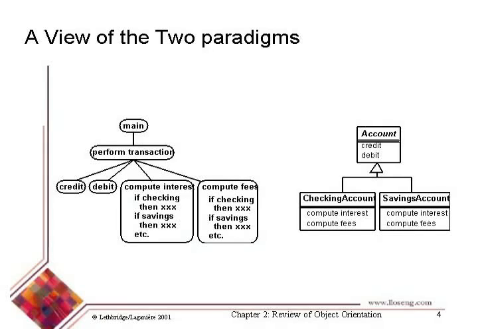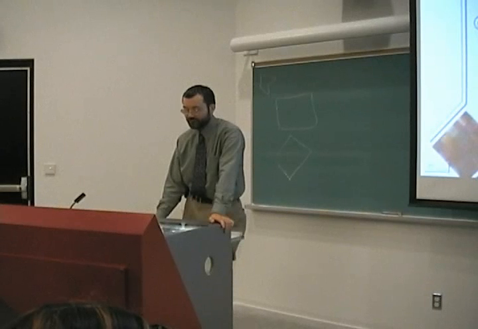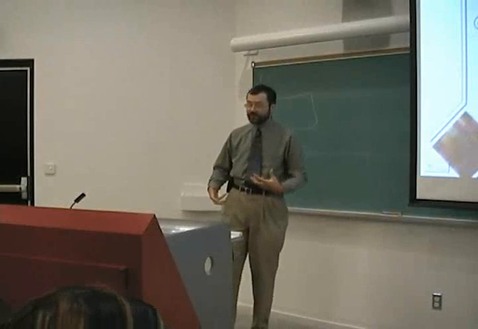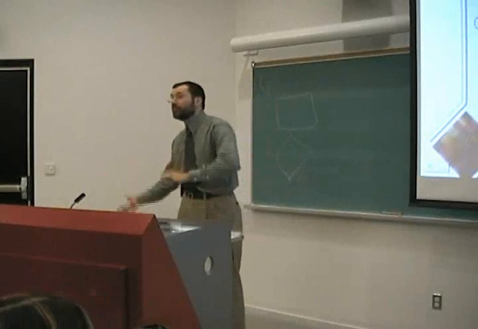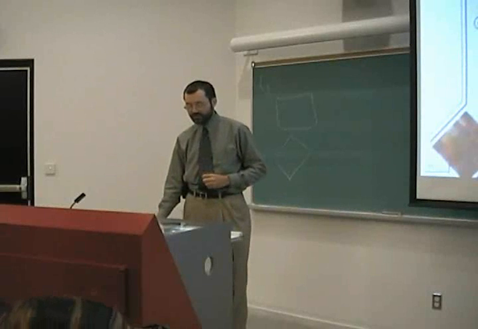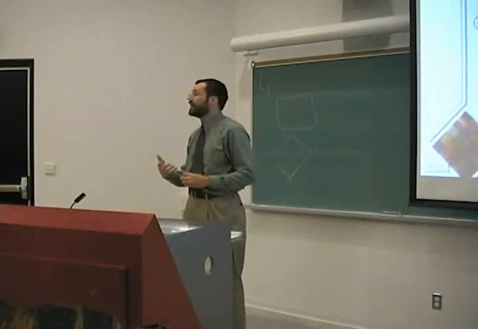We have a class called account. It has some operations, credit and debit. The triangle means the account is a generalization. It's a superclass. We have two subclasses, checking account and savings account, which have their own specialized methods down below. Okay, so that's a classic view of the object-oriented paradigm. This is how we organize object-oriented systems. Fundamentally, there are other ways of thinking about them too, but this is the fundamental way versus what's on the left, which is the fundamental procedural way of thinking.